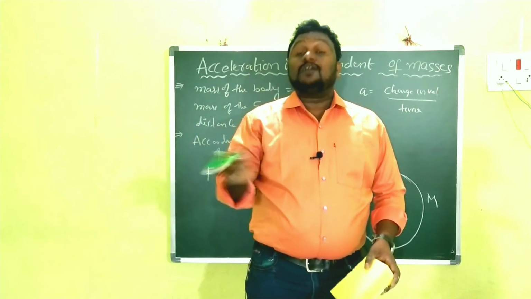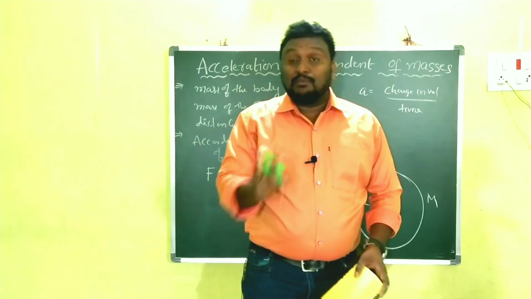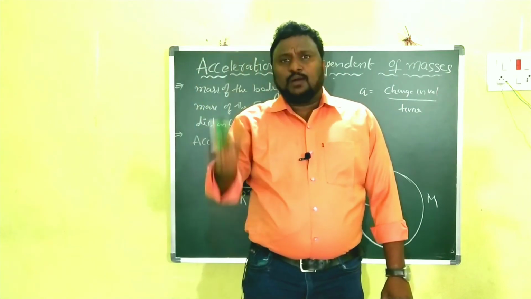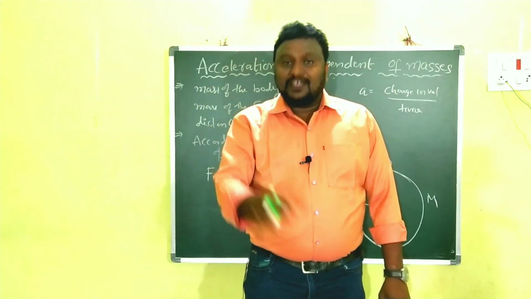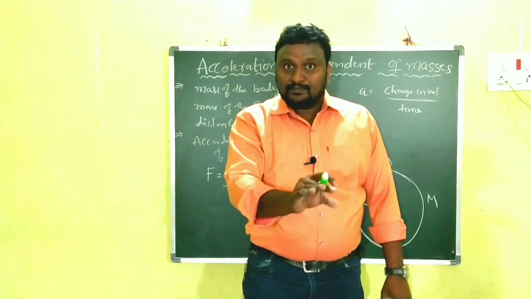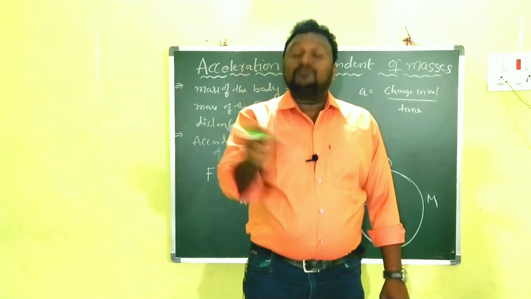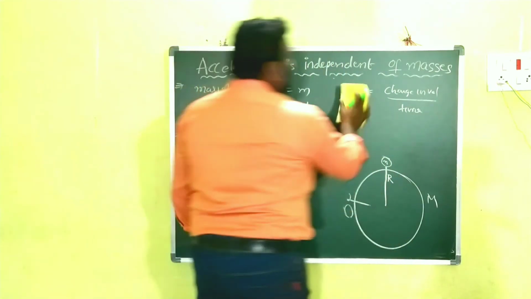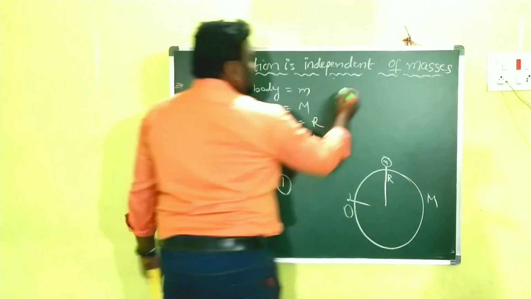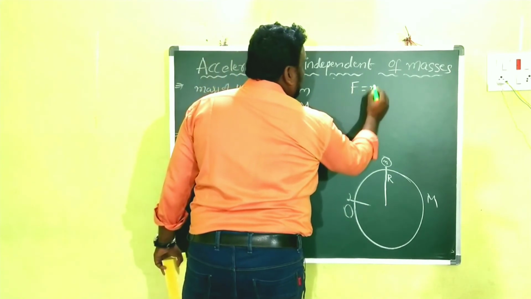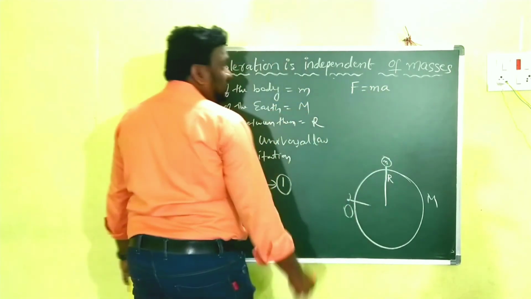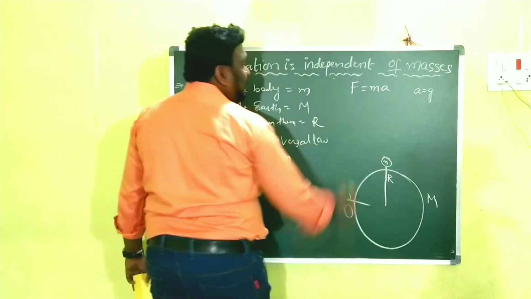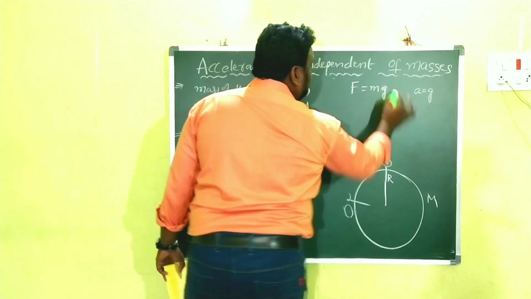Then that body is called a freely falling body, or a body of free acceleration. In this entire thing you have to observe that while the body is freely falling, there is some acceleration for the body. That acceleration is because of gravitational force. So here, for the gravitational force, I am writing F equals ma, where the acceleration is because of gravitational force. That's why we will take F equals mg.